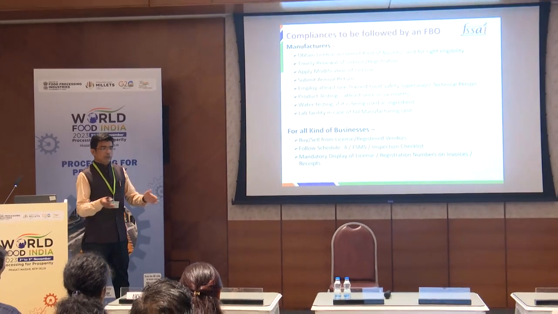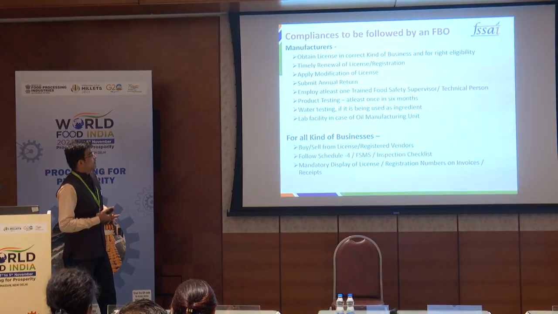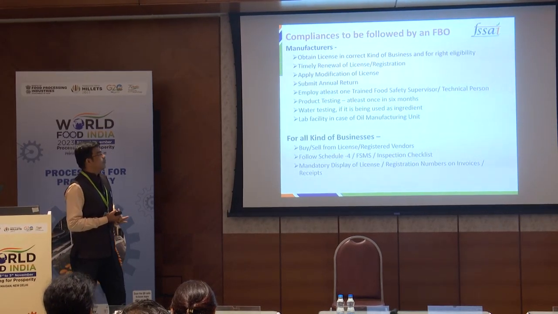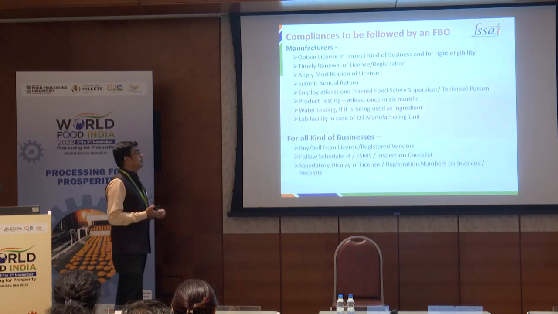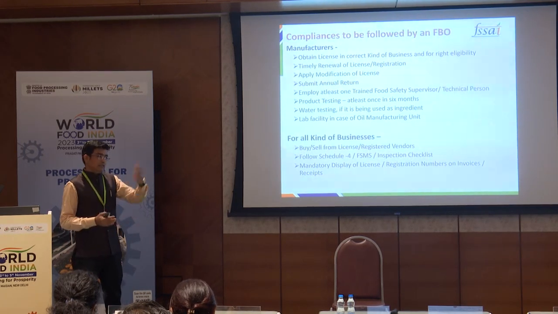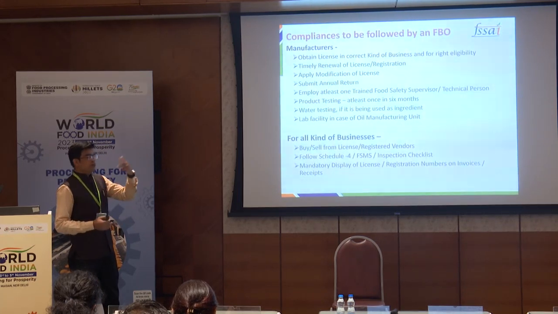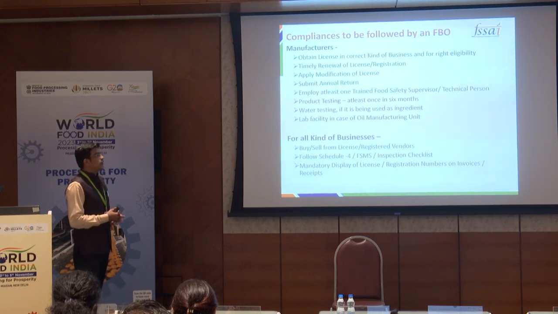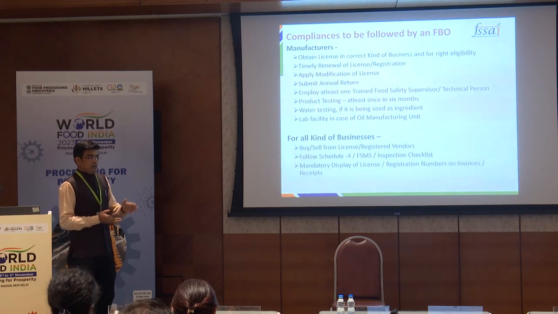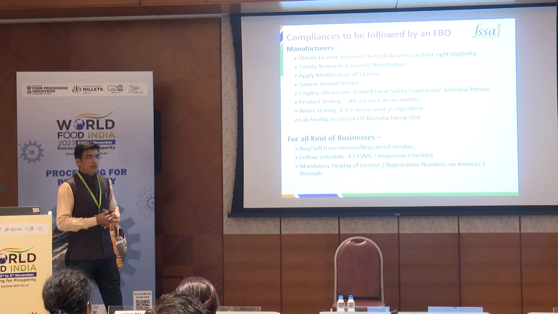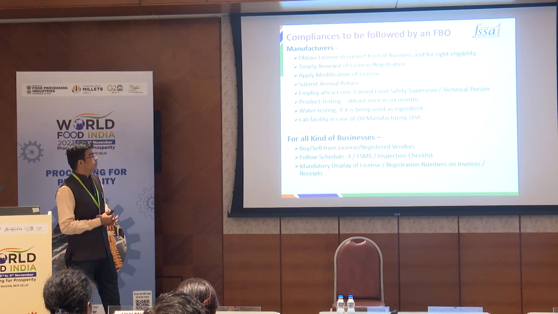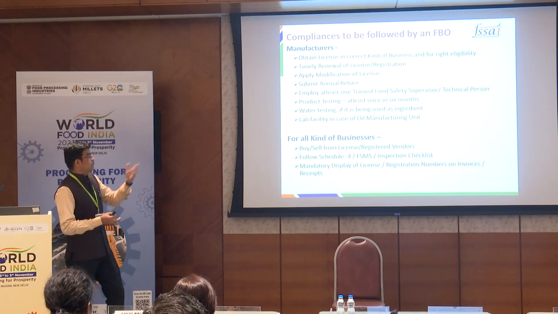Then coming to the compliances which our FBO is required to follow. This is as per the licensing regulations. For manufacturers, one is to obtain a license in the correct kind of business and for the right eligibility. This has been the issue which we look for. We usually guide businesses that they have not taken the right eligibility. Sometimes they go for a lower one, or sometimes they go for another kind of business which is not meant for them. So the definitions for kind of business and eligibility have been placed on the FOSCOS homepage, and I will show you that part also. So the FBO should acquaint himself with the correct eligibility criteria and should always try to obtain a license in the correct eligibility.